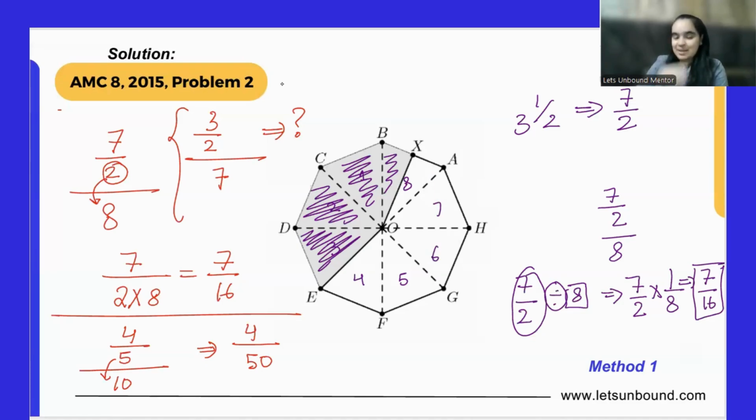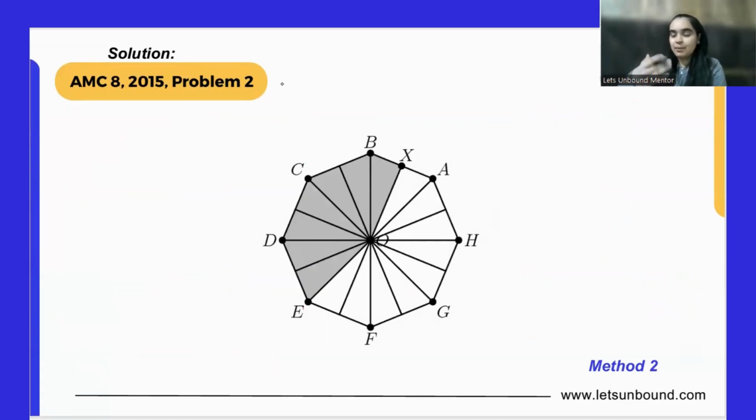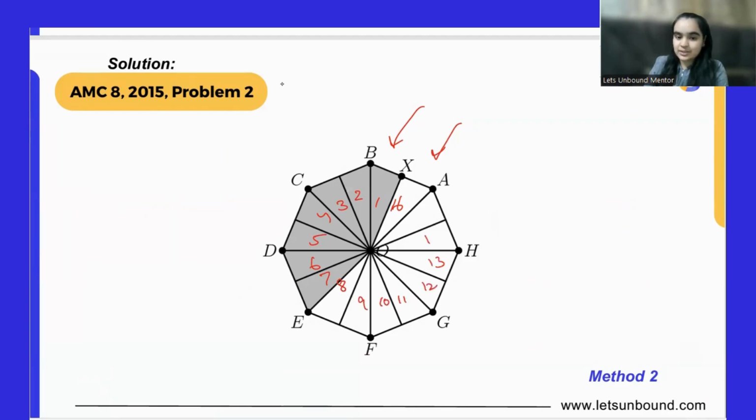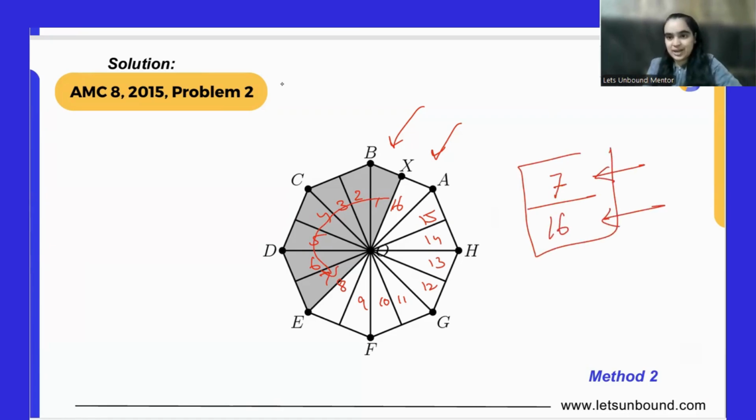And yes, coming back to the question, this was method 1. But other than that, if you want to split it up in a more easier way, making more parts, you can do like this. So now we have split this into 16 parts. 1, 2, 3, 4, 5, 6, 7, 8, 9, 10, 11, 12, 13, 14, 15, and 16. Out of which we can see that 7 parts are shaded. So again, 7/16. 7 parts are shaded out of 16 total parts. So this is going to be our answer.